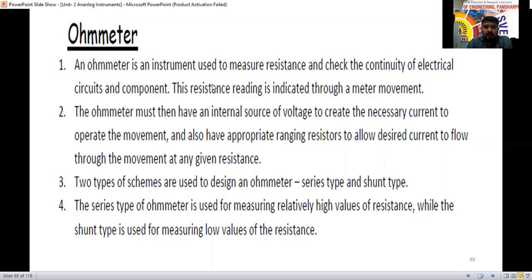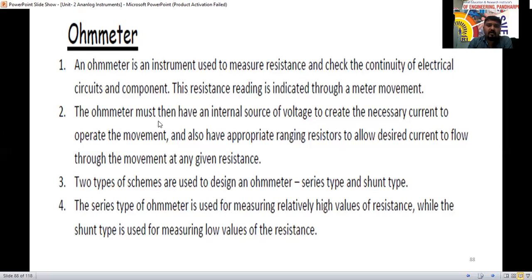So an ohmmeter is an instrument used to measure resistance and check the continuity of electrical circuits and components here. Any component, circuits and whatever cables are there, we are going to check the continuity. This resistance reading is indicated through a meter movement. Here also we are using a meter. Based on the movement of that instrument only, we are going to identify it here.